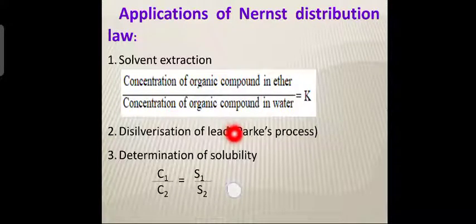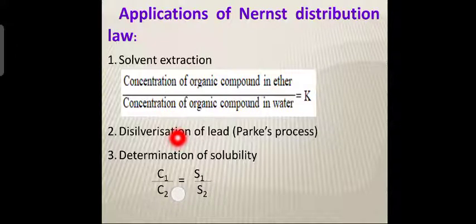Okay. Now next is what? Desilverization of lead. That process is also called the Parkes process. What do you mean by desilverization? Removal of silver from argentiferous lead. Argentiferous lead is an alloy of lead which contains traces of silver. Now how to remove silver from that? That's the meaning. That's the Parkes process.